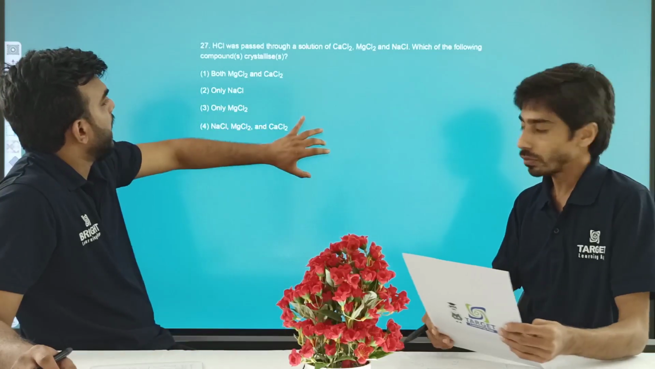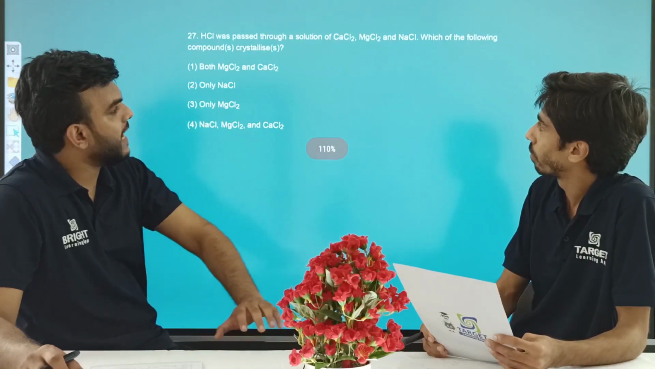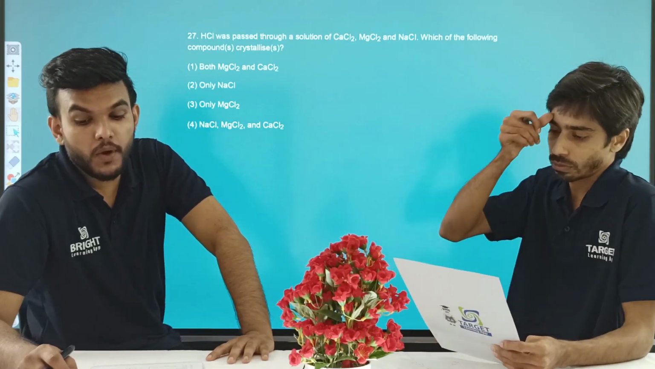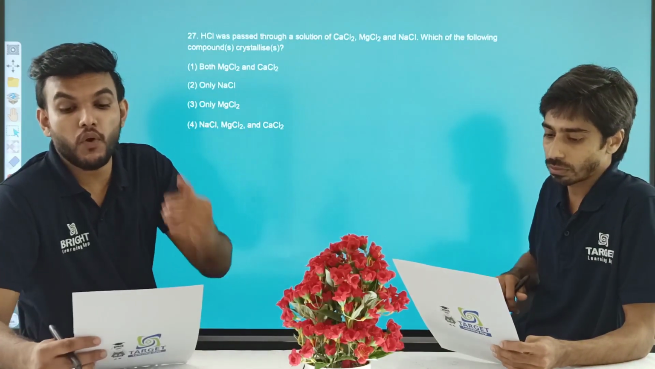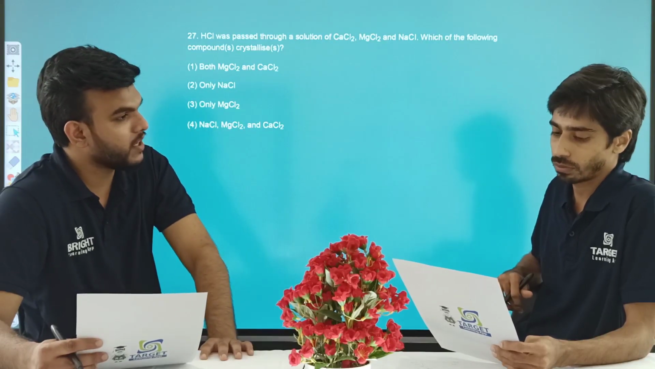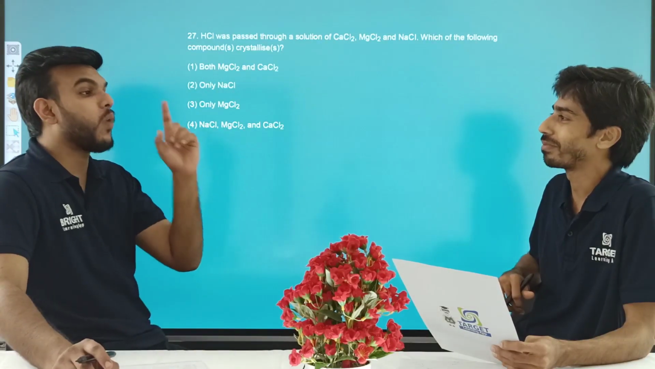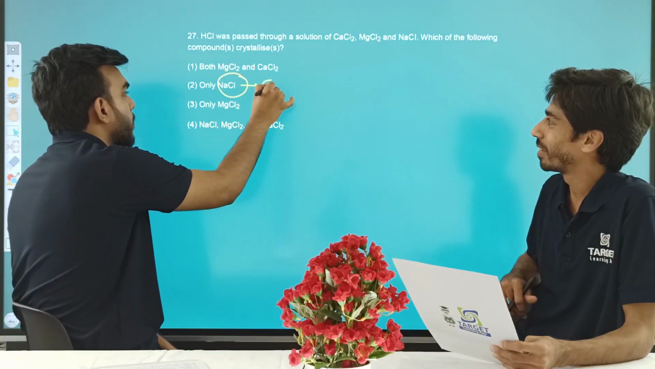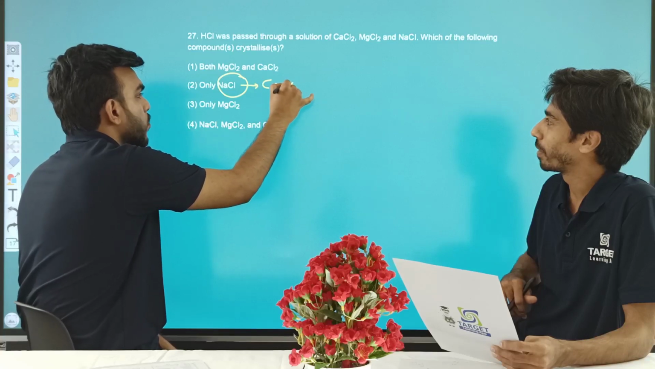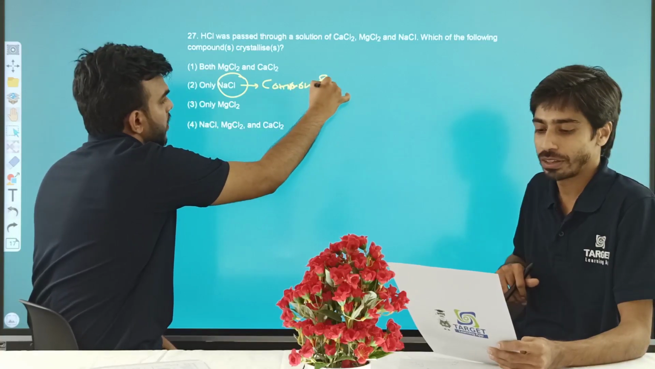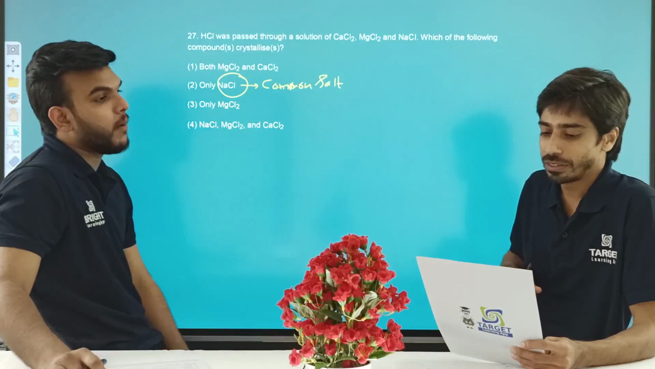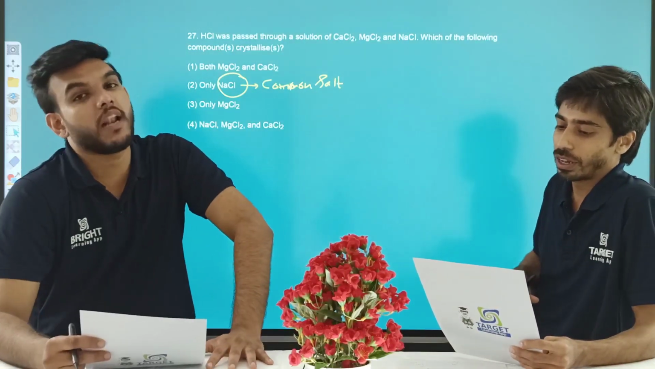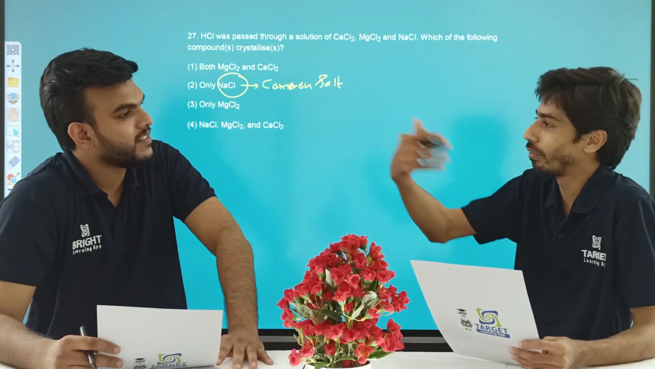Next one. HCl is passed through a solution of CaCl2, MgCl2 and NaCl, and which of the following compounds is crystallized? We know that there is only one compound crystallized, and that is sodium chloride, known as common salt. It is the only compound that will undergo crystallization. When HCl comes, the NaCl will come out.